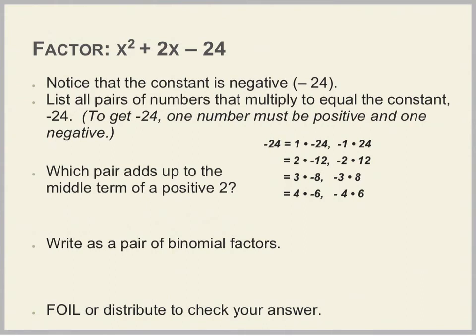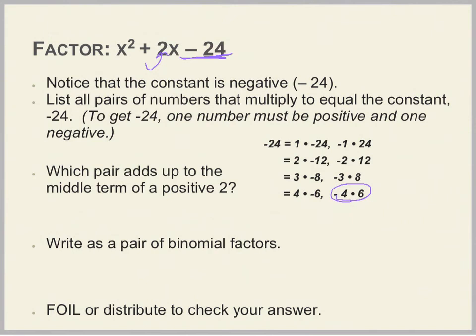So now if we factored x squared plus 2x minus 24, note that our constant is negative in this instance. So we need to list the pairs of numbers that multiply to equal a negative 24. And then we'll be looking for which pair adds up to a positive 2. Well, the pair that's going to add up to a positive 2 would be a negative 4 and a positive 6. 4 and a negative 6 add up to a negative 2, but we're going to be looking to add up to that positive 2 as our middle term in that polynomial.